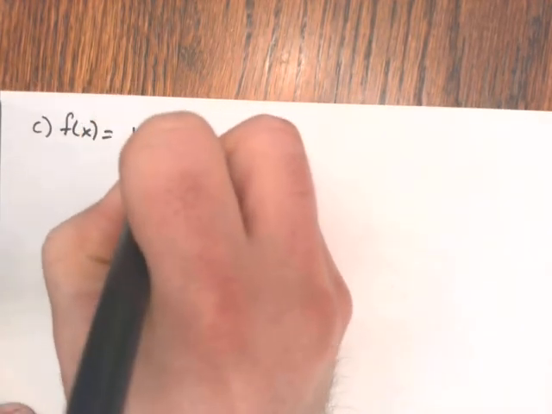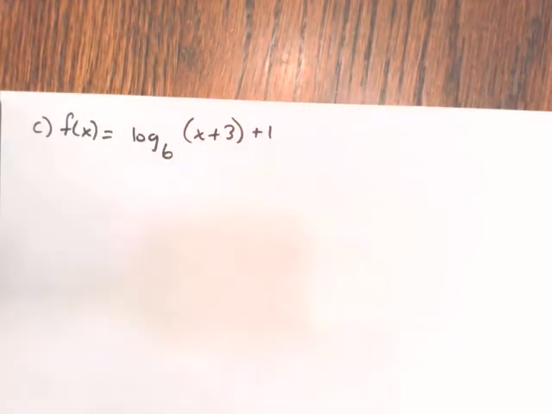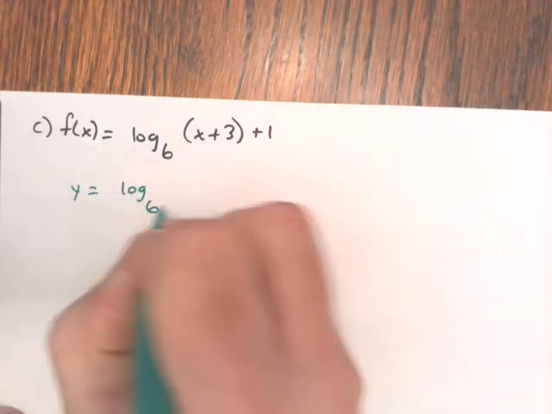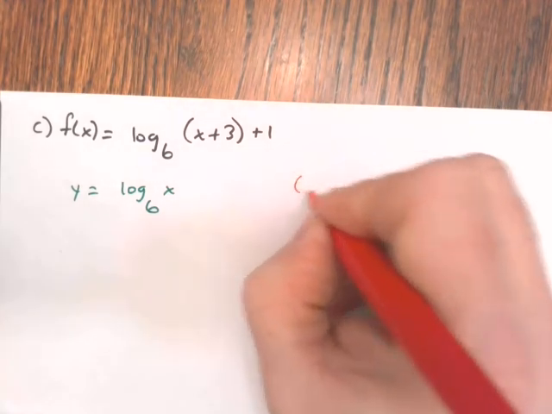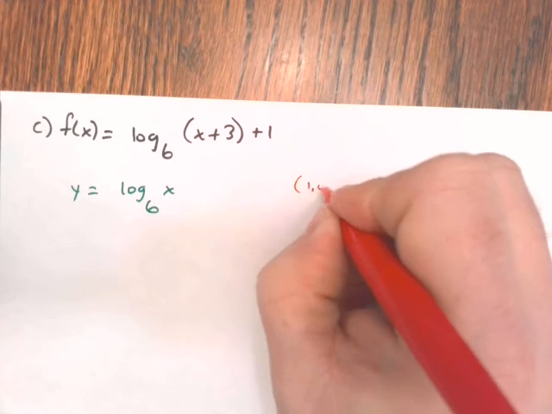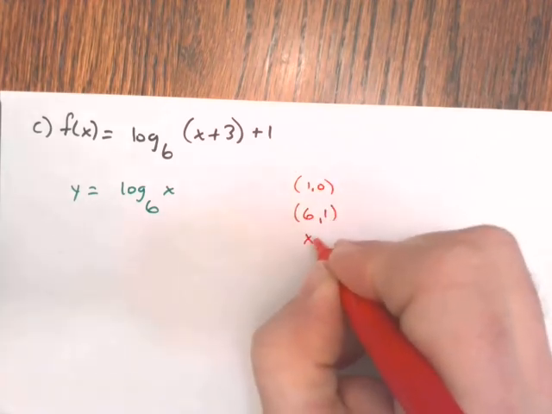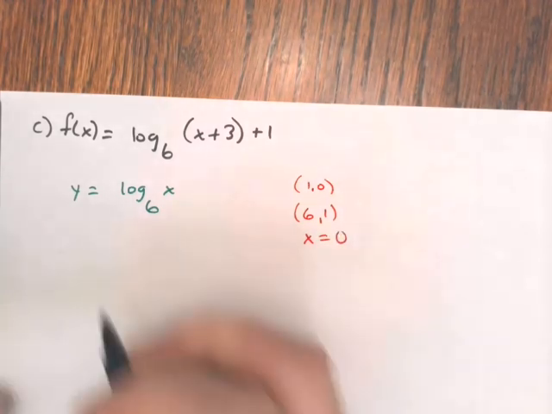For letter C, let's take a look at f of x is equal to log base 6 of x plus 3, plus 1. So the parent function would be y is equal to log base 6 of x. We would have a point at 1, 0. We would have a point at the base, comma 1, so that would be 6, 1, and we would have a vertical asymptote with the equation x is equal to 0.